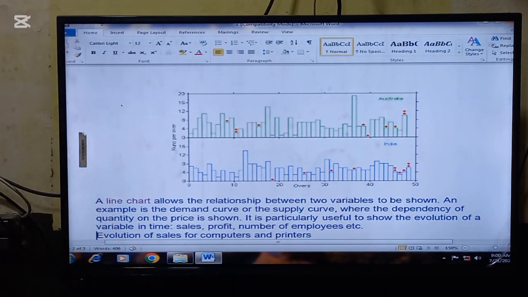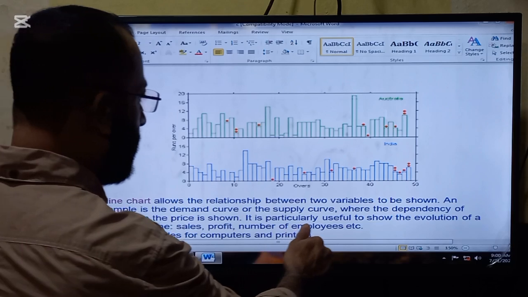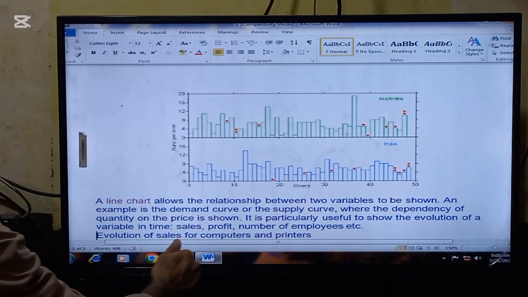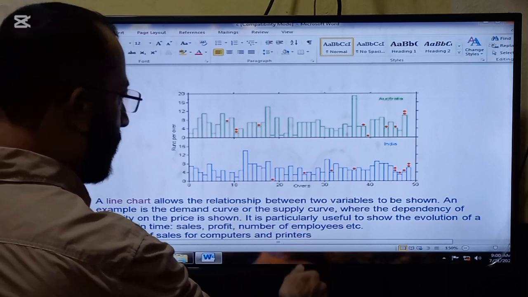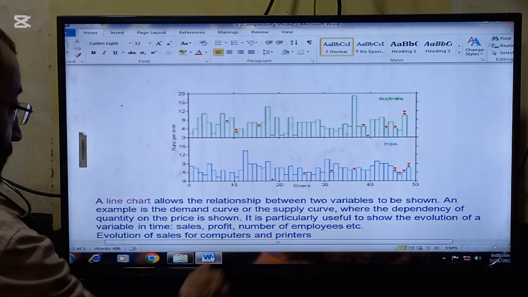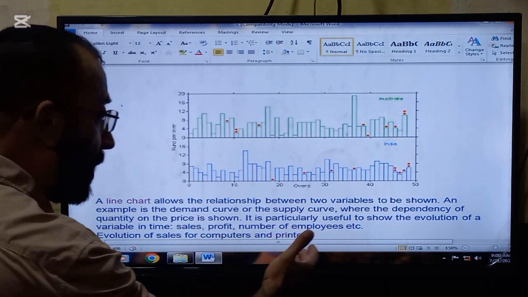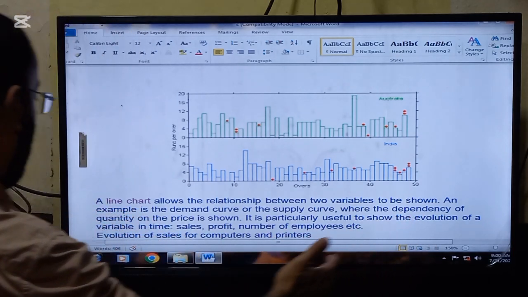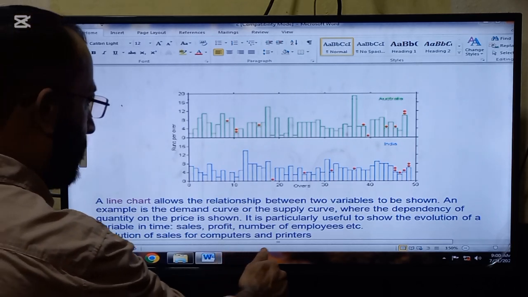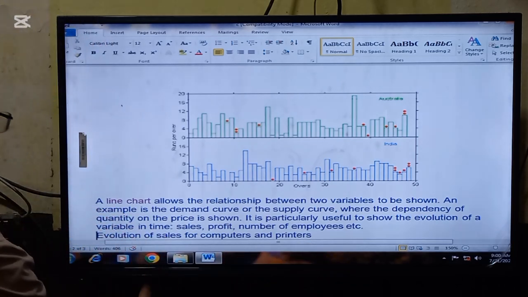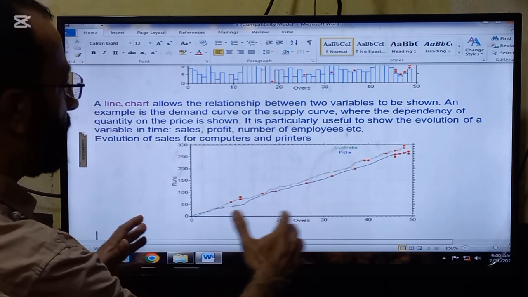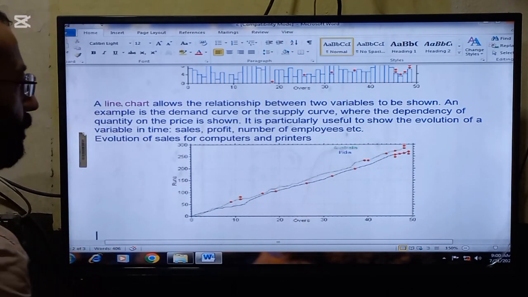A line chart shows the relationship between the two variables. An example is the demand curve or the supply curve, where the dependency of the quantity on the price is shown. It is particularly useful to show the evolution of a variable in time. Sales, profit, number of employees, etc. Evolution of the sales for computers and printers. So here is a line graph.